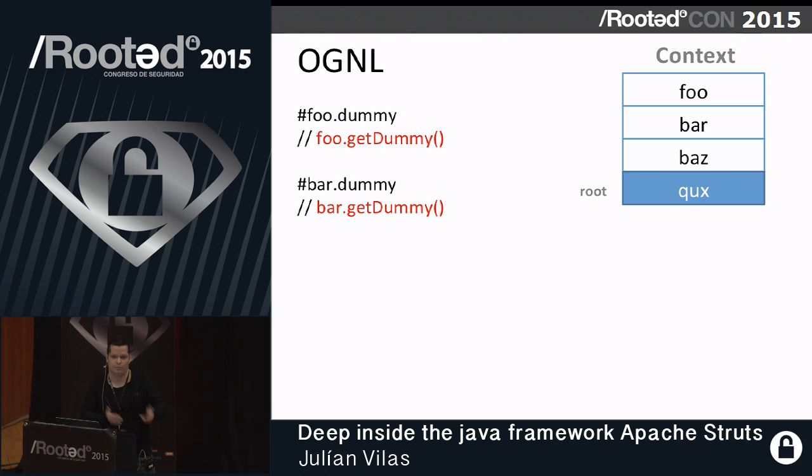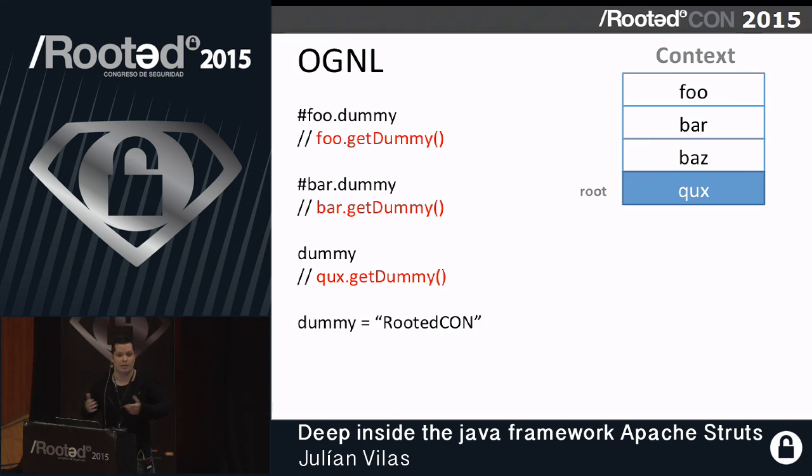Now #bar.dummy calls bar.getDummy. We write dummy as such, without the hash and the reference of the object, and we get a reference to the dummy method of the root of this context. And if we write dummy equals, in this case, rooted.com, instead of calling the previous one, we get the call for q.setDummy("rooted.com").